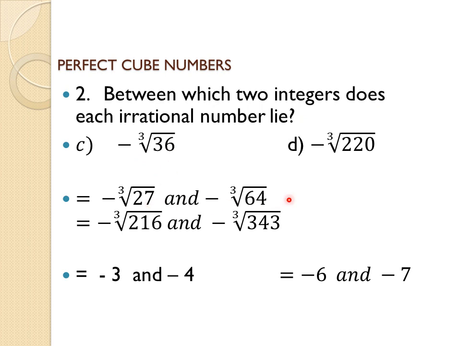So I have negative cube root 36. 36 falls between 27 and 64 on the list. So negative cube root 27 gives me negative 3, and negative cube root 64 gives negative 4. For 220, it falls between 216 and 343. So that falls between negative 6 and negative 7. Again, that should be on the other side.